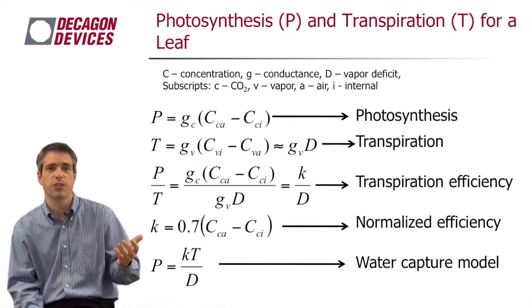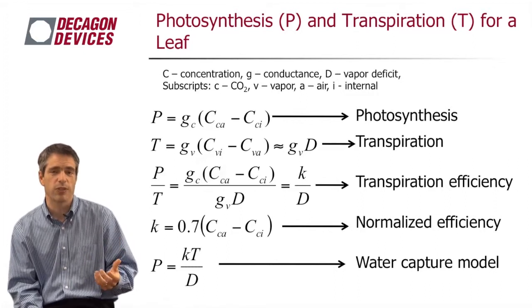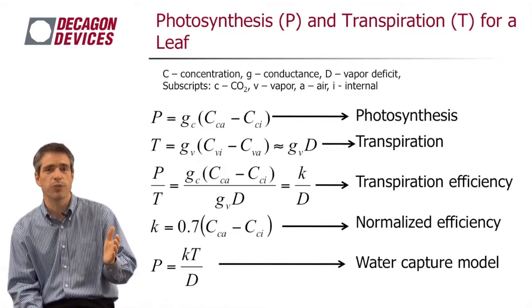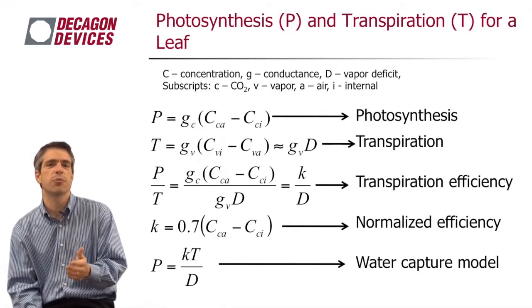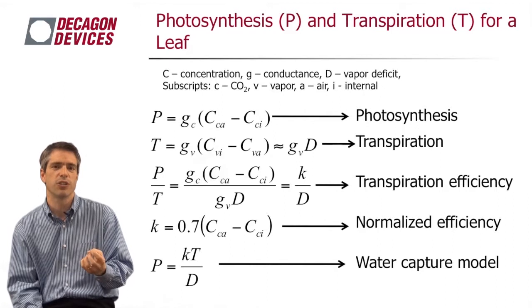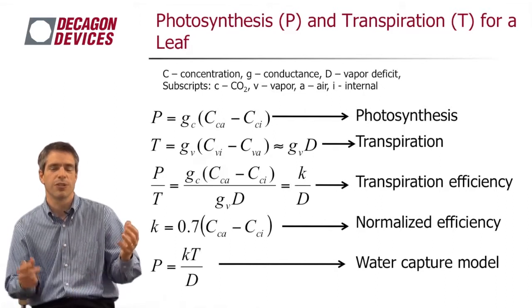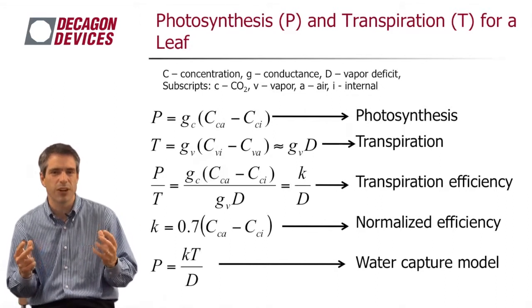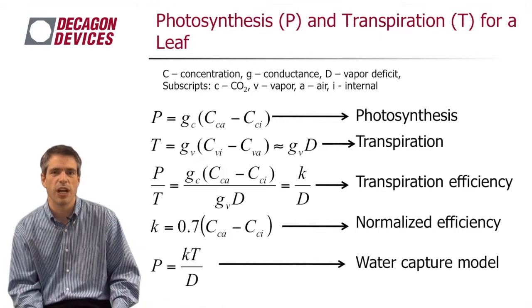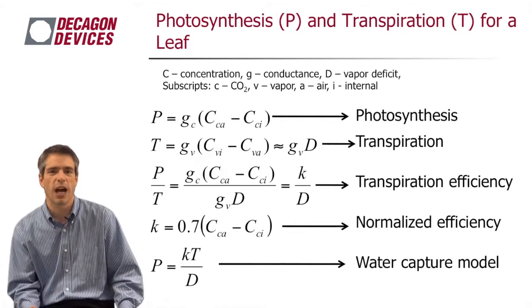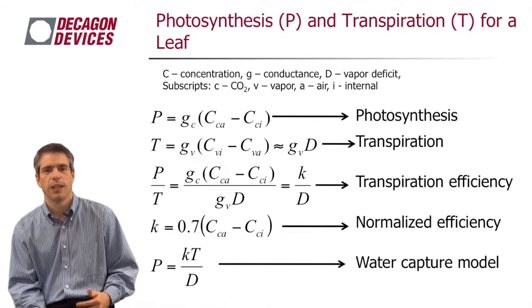Now, the concentration difference in CO2, well, that's not quite a fixed value in terms of the concentration in air, but we can measure that. We know approximately what that is. We also, for different types of plants, know what that concentration is inside the leaf. So that's very close to a constant. We can calculate it fairly easily. It's not something that's changing over the hours of a day, for example.